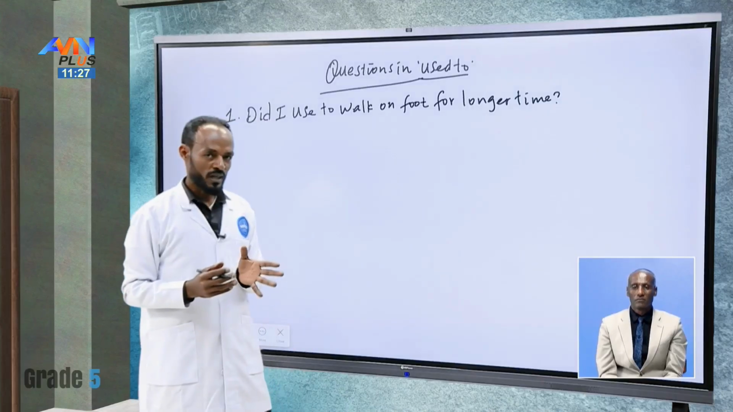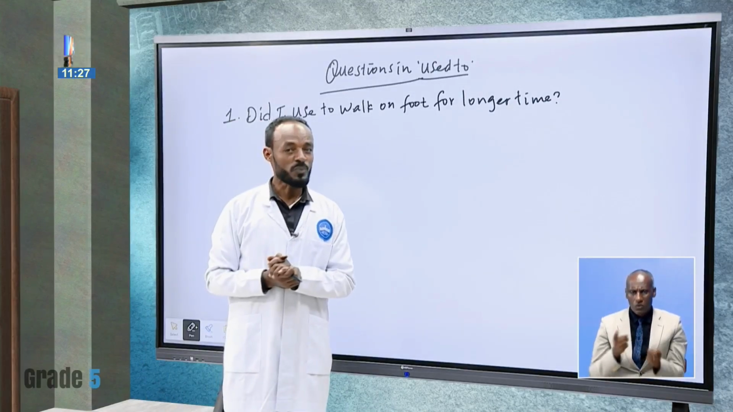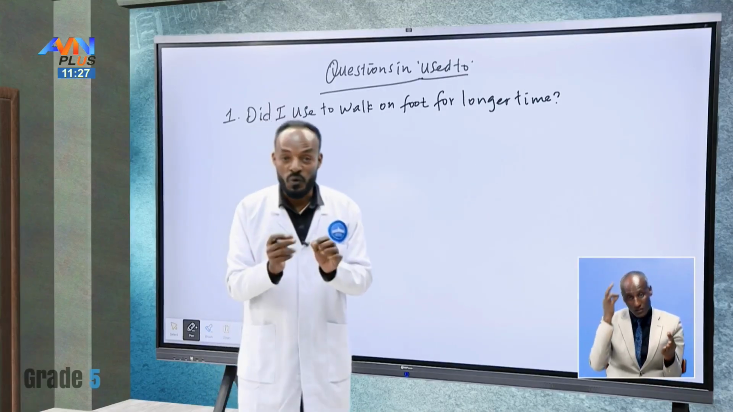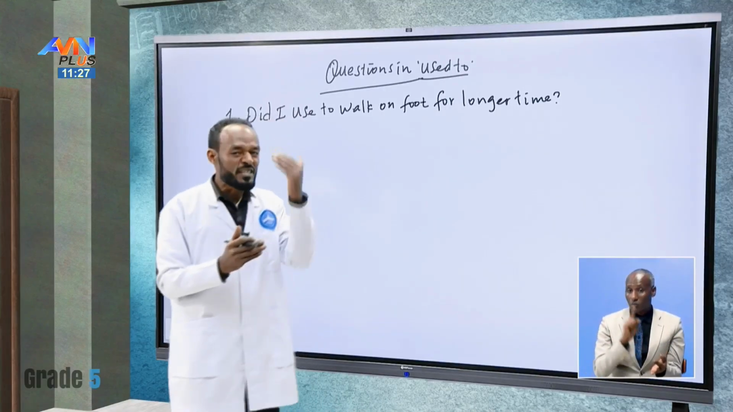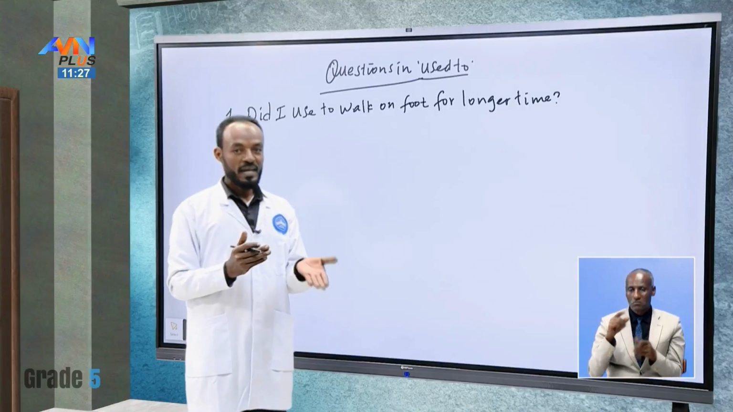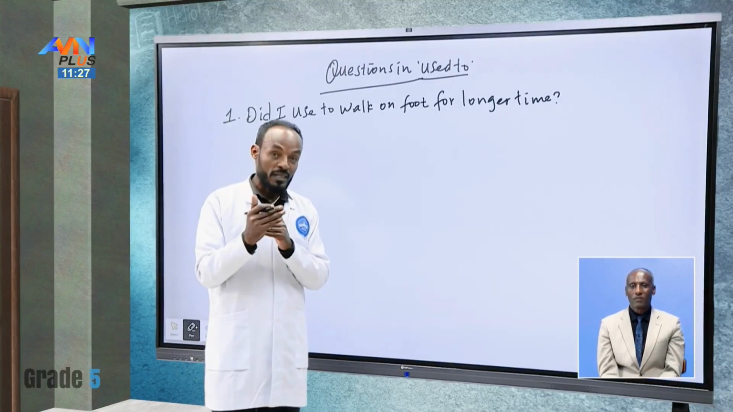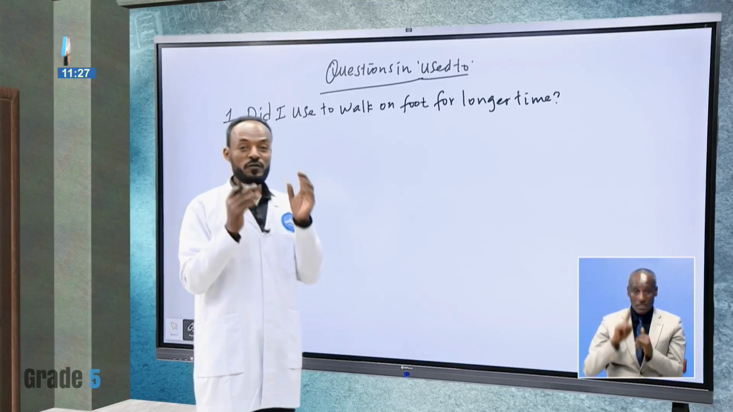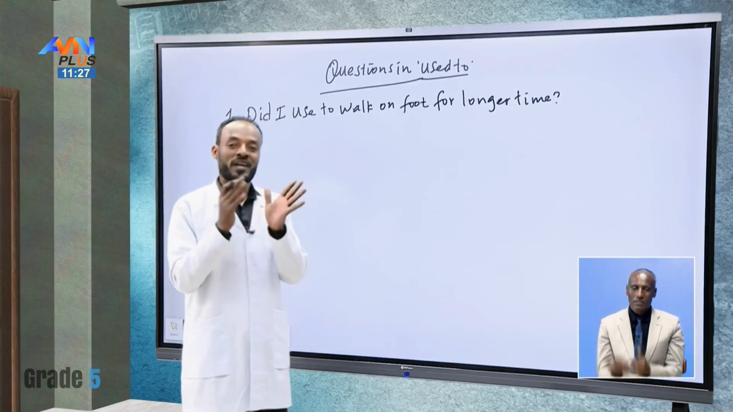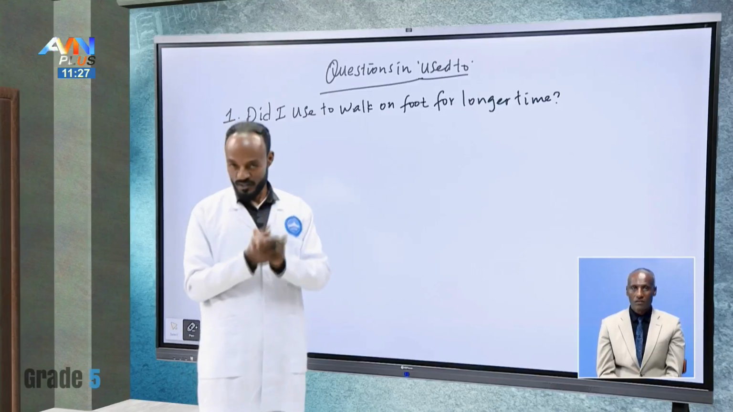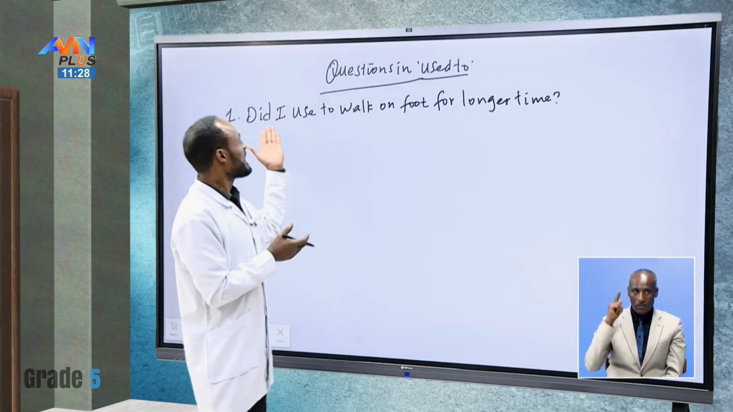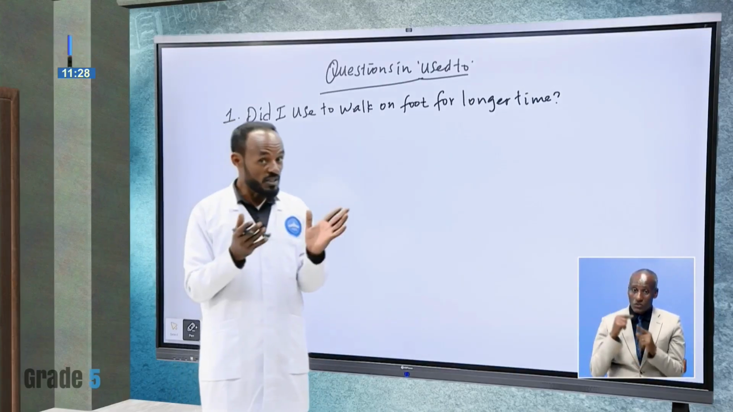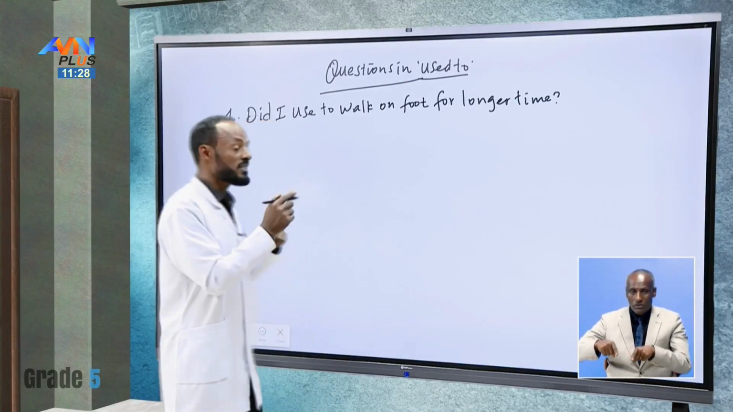Look, by the way, when do we use such kinds of expressions? We use such kinds of expressions if you or maybe someone didn't do something. Did something in the past, but that is in doubt. If you are, or maybe someone is not sure about the activity that you are doing. Okay? For example, did I used to walk on foot for a longer time? This means I'm not sure, okay? And that's what we can say here.